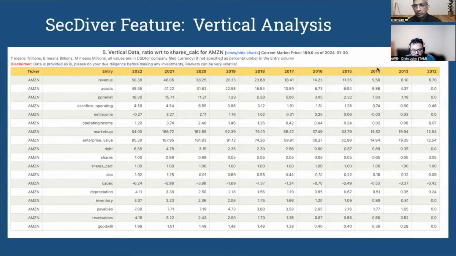There's one more feature that we have, and I think this is a very good feature. It's called vertical analysis. So you can do vertical analysis by various aspects. In this case, we are doing vertical analysis by the share count. So what we are doing is we are taking all the metrics that we have and dividing by the share count. So we can get per share number for each of those variables, right?